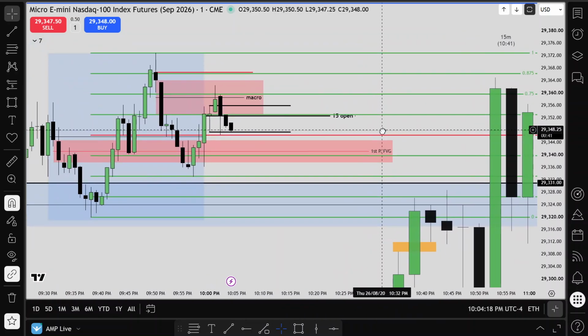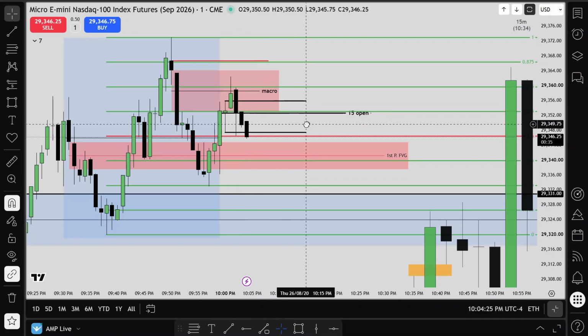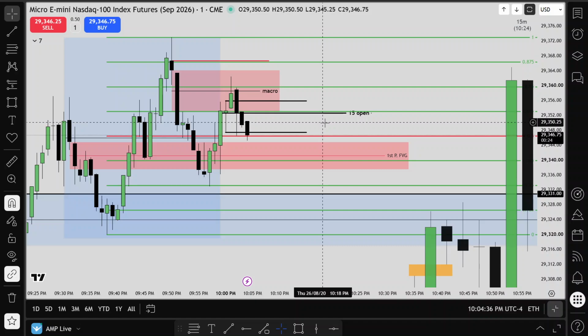I'm not doing a very good job trying to teach right now. I'm just talking out loud. This is the 15-minute open, 10 o'clock open. Aside from the higher time frame of just trying to trade this candle, I want to see if this candle closes below here. Because it's so high resistance right now and using so many ranges, I'm going to want a little bit more before I'm willing to put anything in it.